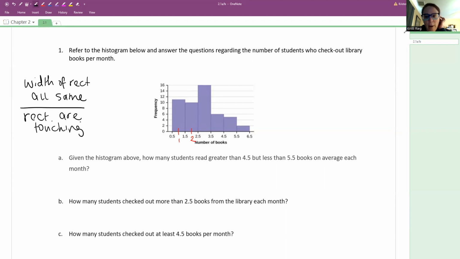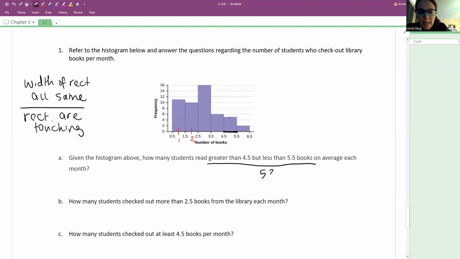So let's just talk about what's going on in this histogram first, and then we'll draw one. So given this histogram, how many students read greater than 4.5 but less than 5.5 books? So in other words, how many people read 5 books each month? So we have 4.5 to 5.5. How many people read that many books? Since the bin width is all the same, we don't worry about it, and so it doesn't get calculated into this problem.